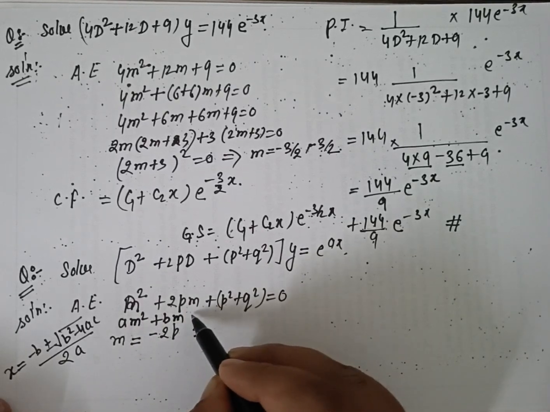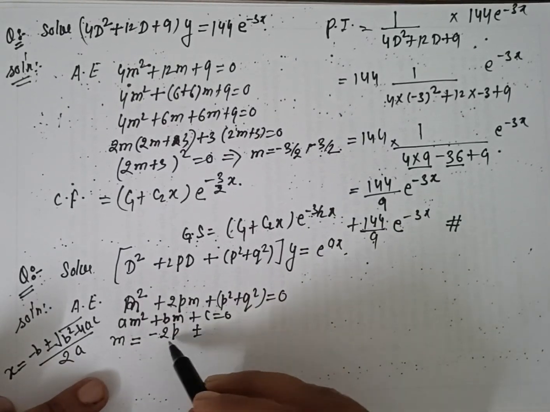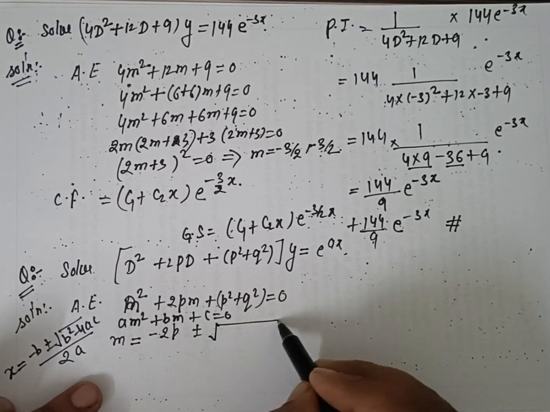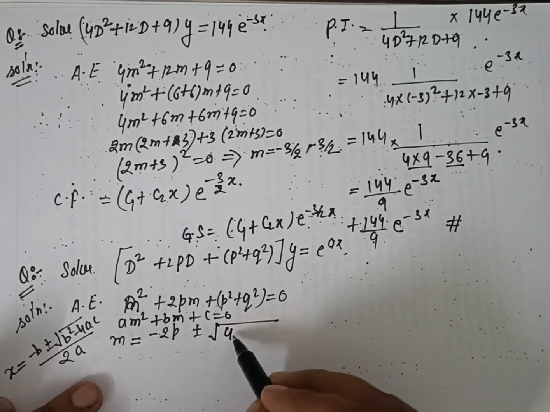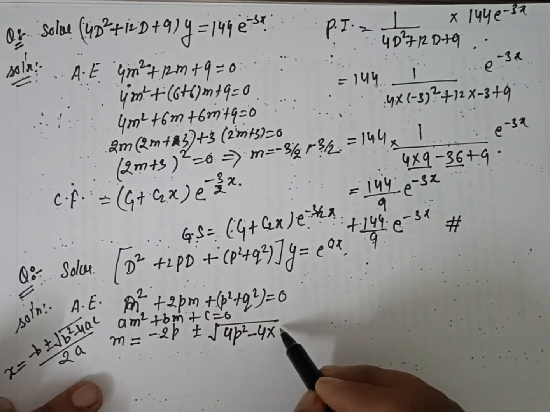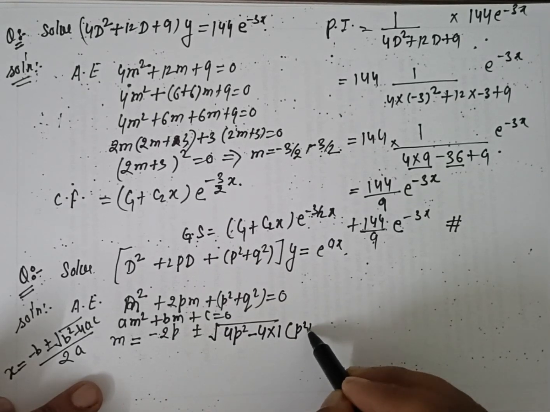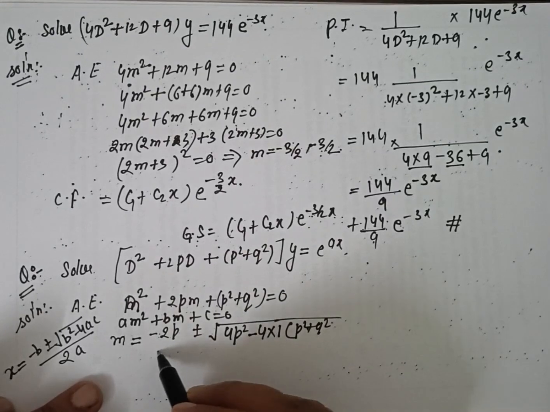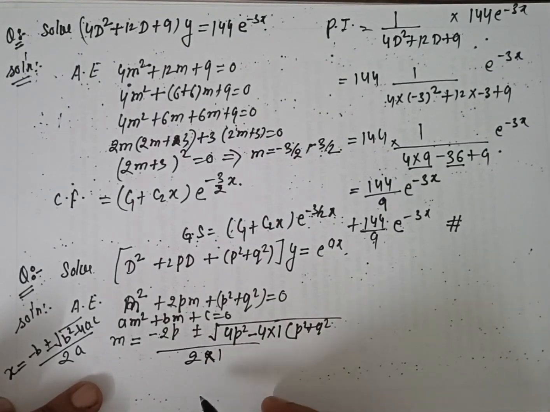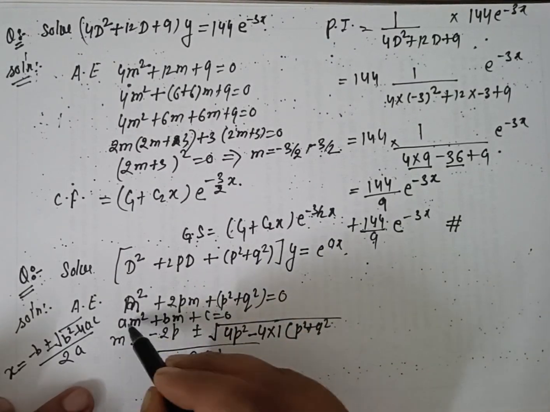Okay, am² + bm + c = 0. So m = (−b ± √(b² − 4ac)) / 2a, which here is −2p ± √(4p² − 4ac), okay, good, and then divided by 2a. 2a means 2, okay. So from here now you can find the values of a, b and c.